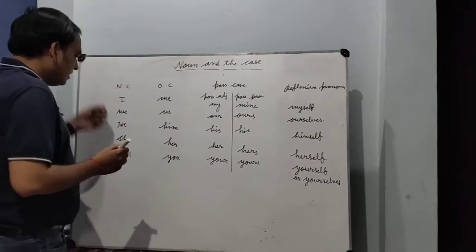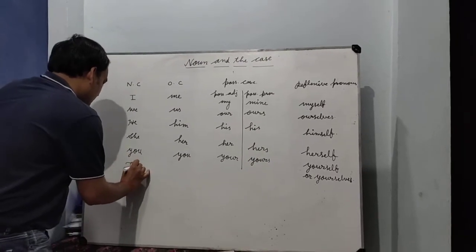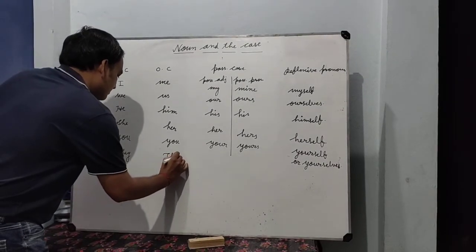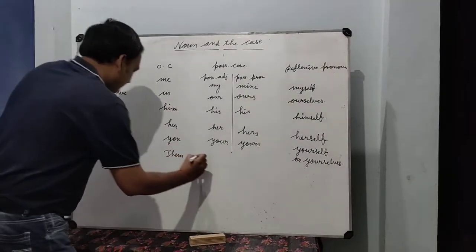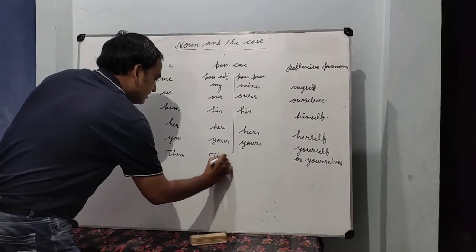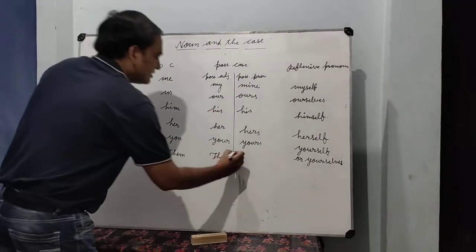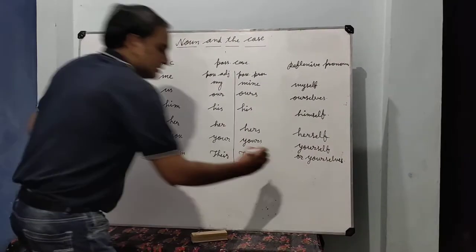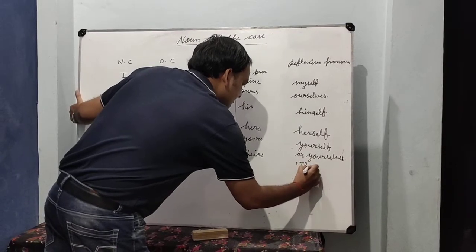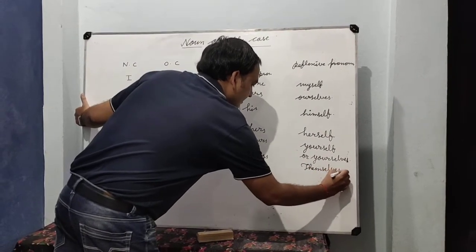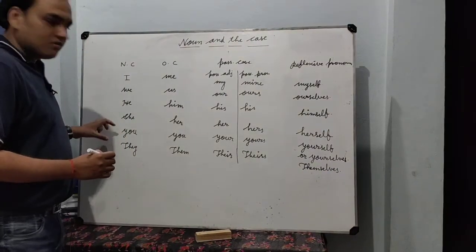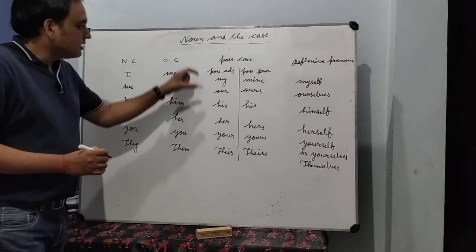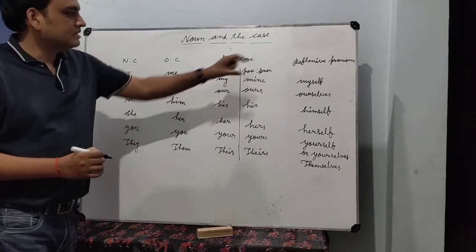And in the last, they. Objective case of they is them, possessive adjective of they is their, and possessive pronoun is theirs. In the last, themselves. So these were the words used in the form of nominative case, in the form of objective case, possessive adjective, possessive pronoun, and in reflexive pronoun.